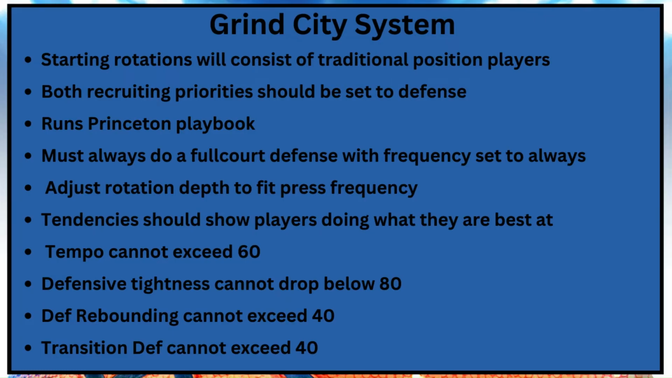Your defensive rebounding or fast break should never go above 40, and your transition defense, offensive rebounding should never go above 40. Your press frequency must be set to always, and you must use full court press, full court trap, or 1-2-1-1 zone. Press is recommended. Some form of half court zone is what you're going to use for your pressure defense.